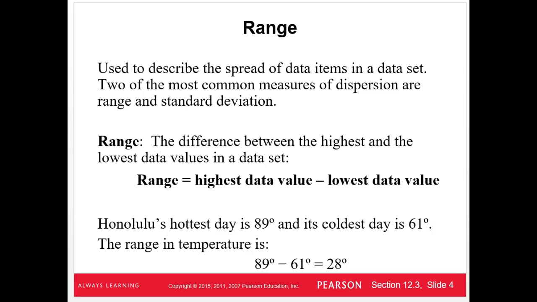So the range is basically the gap between the biggest and smallest value. To find the range, we simply take the highest data value and subtract the smallest data value. So if we wanted to find the range in temperatures in Honolulu in this example, 89 minus 61 is 28. So we've got a range of 28, which is just the difference between highest minus smallest.